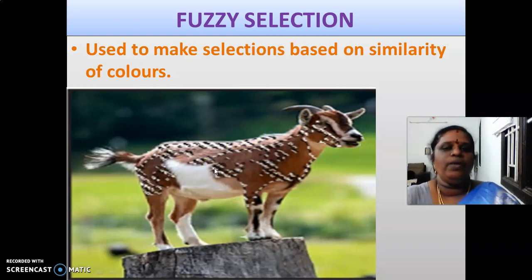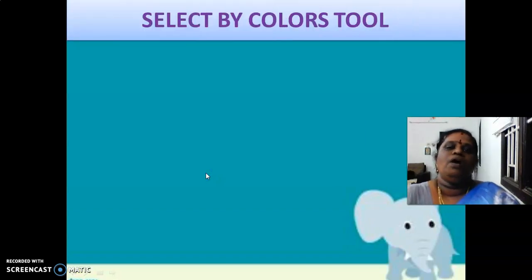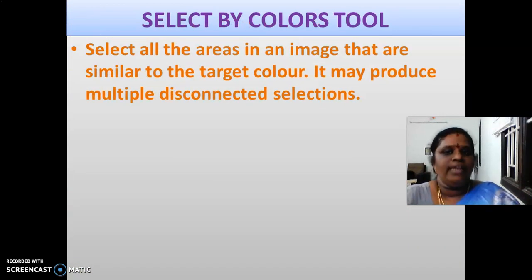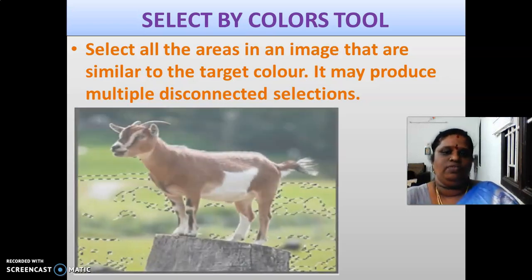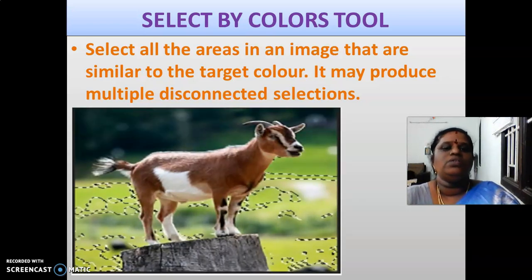Okay, the next one is select by color. It selects all the areas in an image that are similar to the target color. It may produce multiple disconnected selections. So select by color is used for selecting all the areas which are similar to the target color, like light red, dark red, everything will be selected.